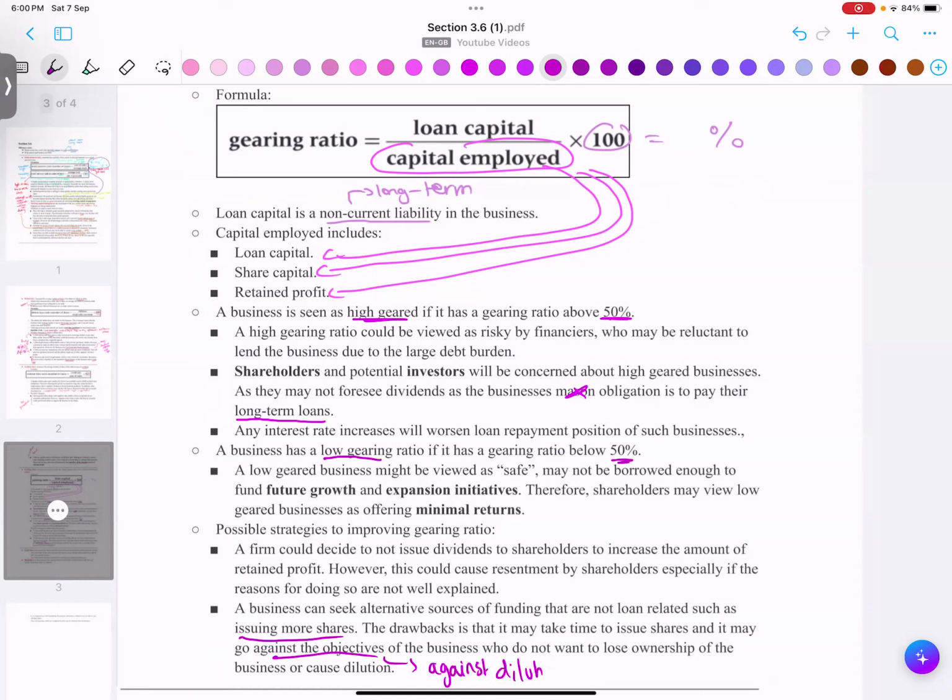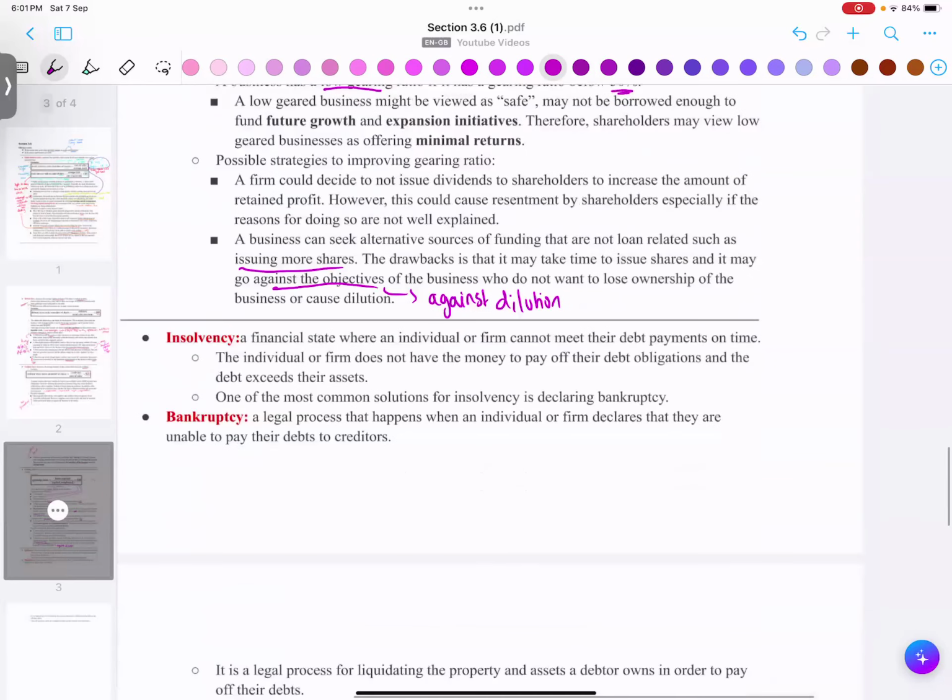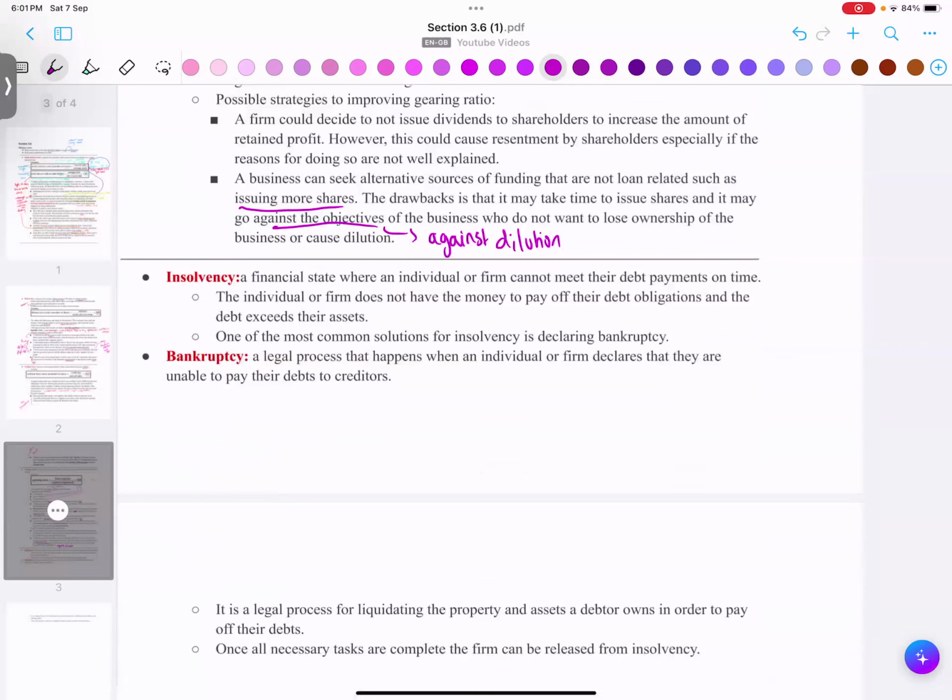Dilution is when too many shares are sold, and the percentage of ownership of the original owners or the current owners is going to decrease by a lot. These are owners who do not want to lose ownership of their business or cause dilution. So like I previously mentioned, there are so many factors that go into it. Now I'm going to explain two key terms in IB business management that you must know, that I already mentioned a bit throughout the video.